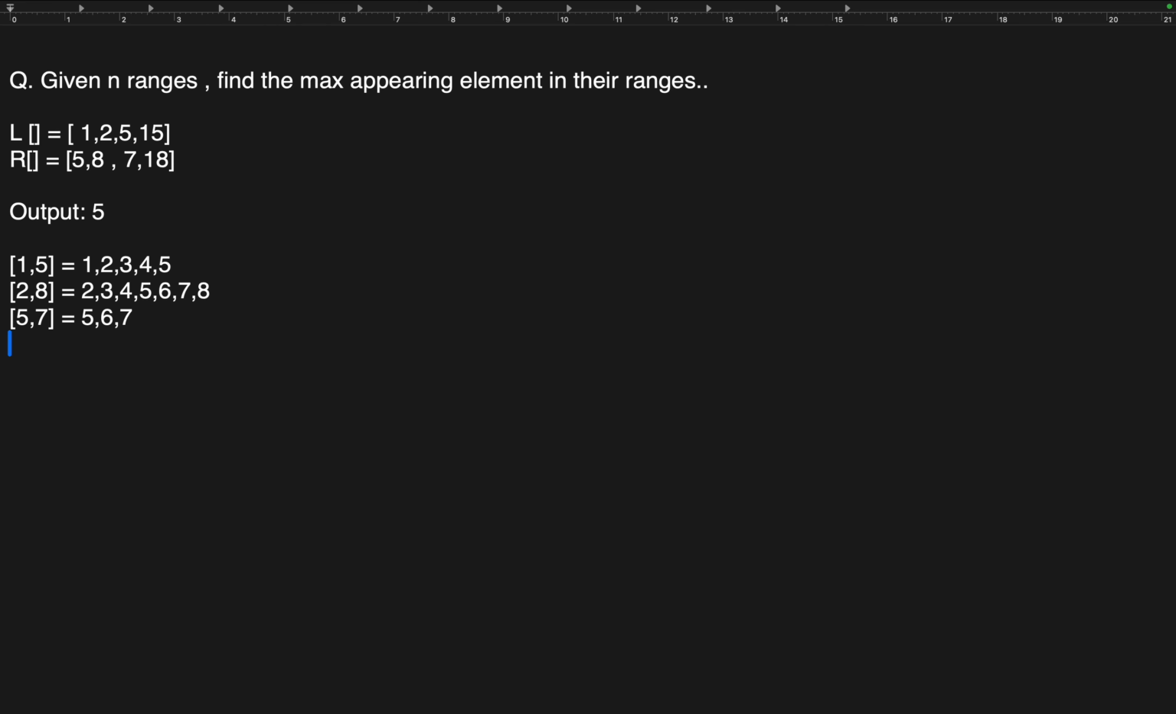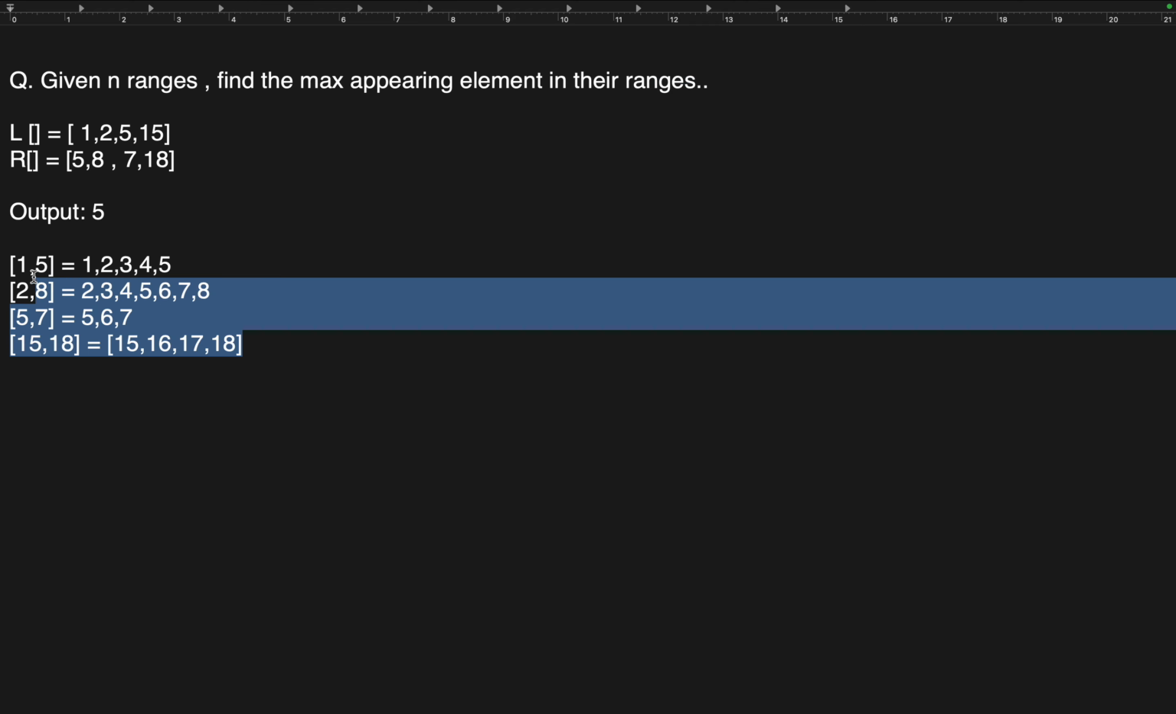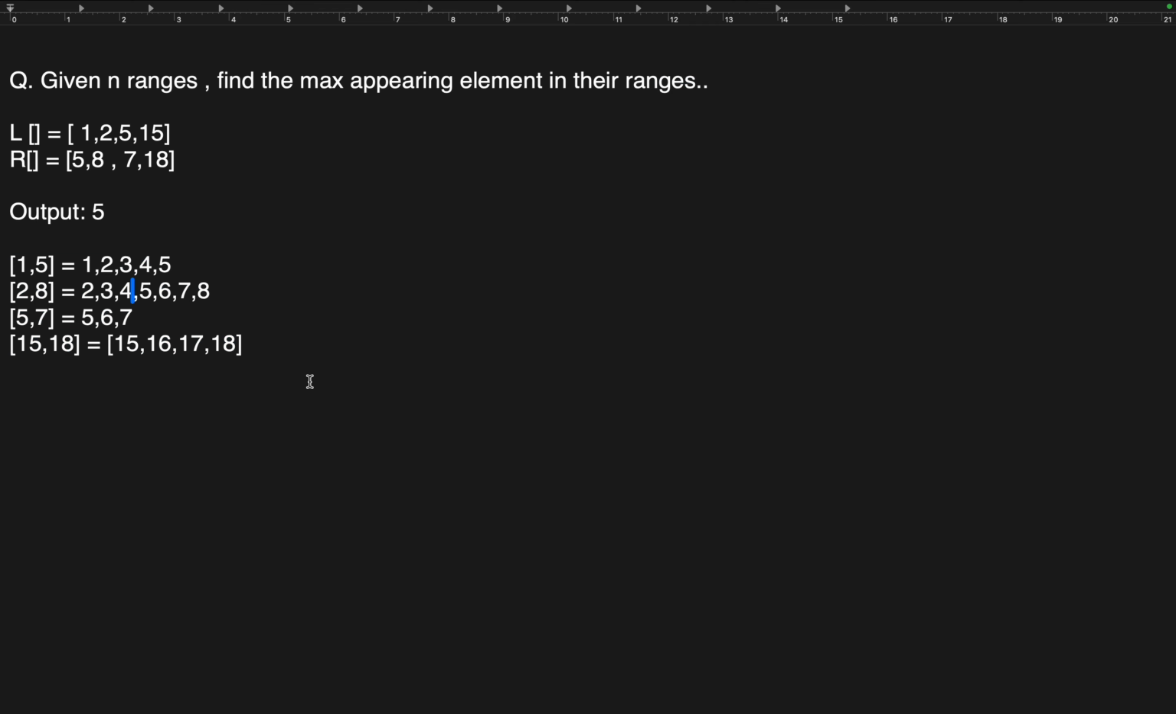You can similarly see the range 15 to 18. Now we need to write 15 16 17 18. So can you tell me, as the question states, find the maximum appearing element in the ranges, so in all the ranges which is the maximum appearing element? 5. 5 is appearing here one time, here one time, here one time. So 5 is the output.